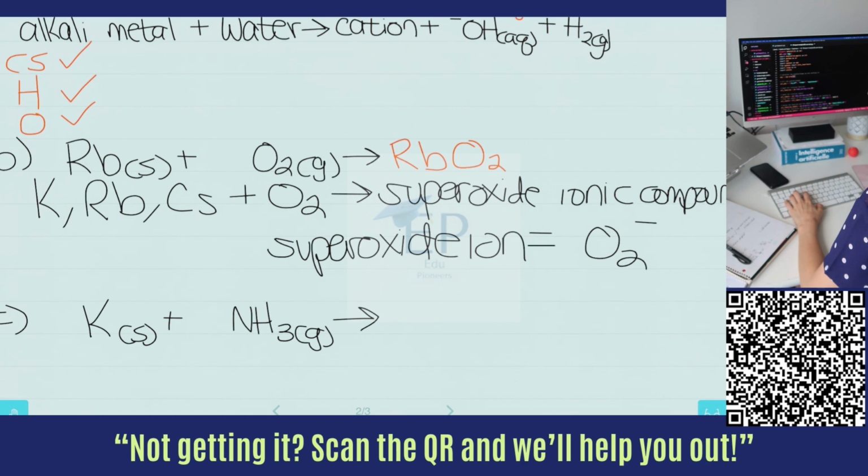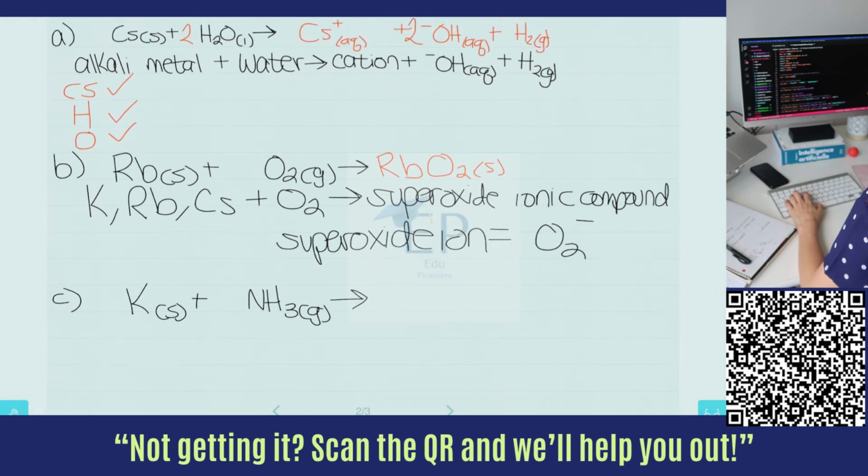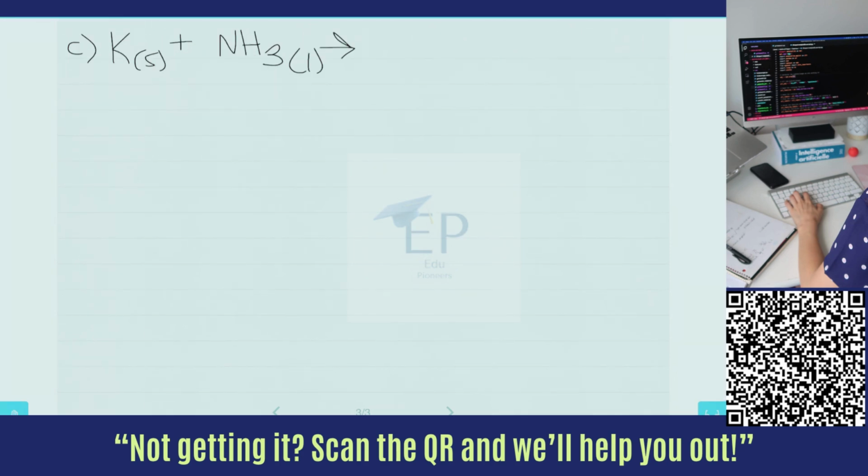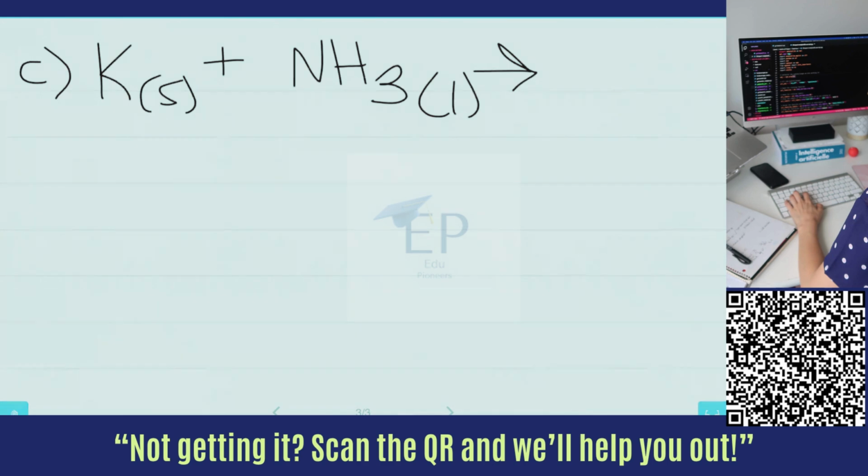Now we simply have to balance the equation, but the equation is actually already balanced. And we have to make sure that we include all of the phases. The superoxide is going to be a solid. So now we can move on to part 3. For the sake of saving space, I just wrote part 3 on a new page.